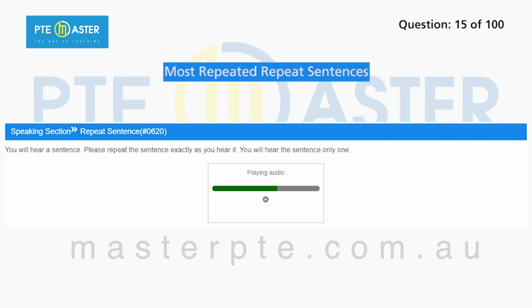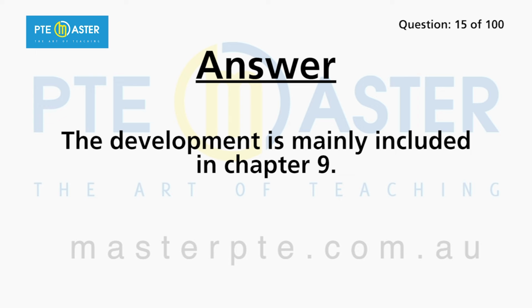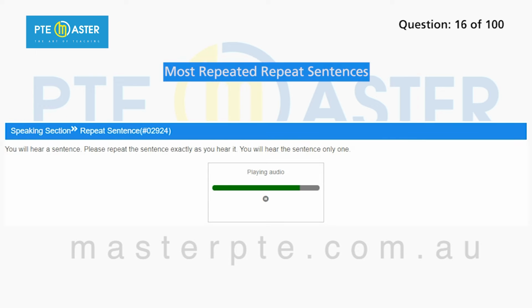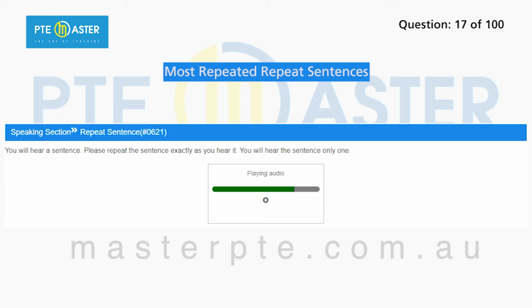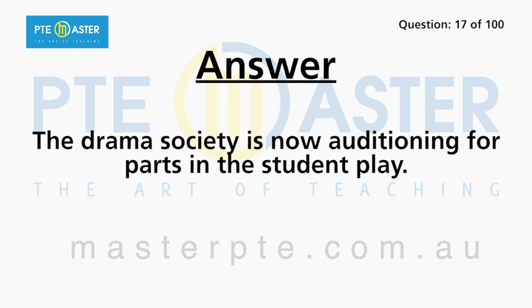The development is mainly included in Chapter 9. His lecture is always useful and stimulated. The Drama Society is now auditioning for parts in the student play.